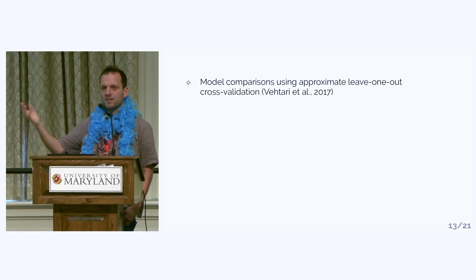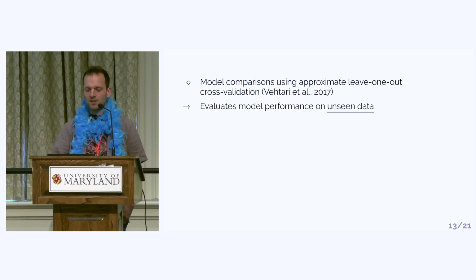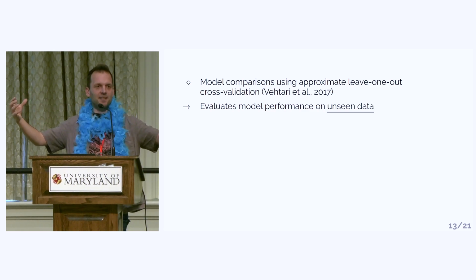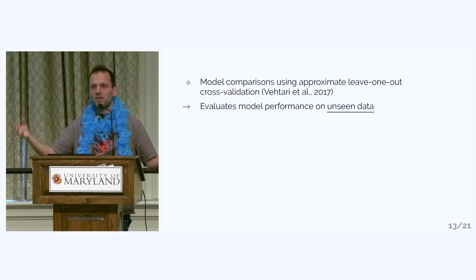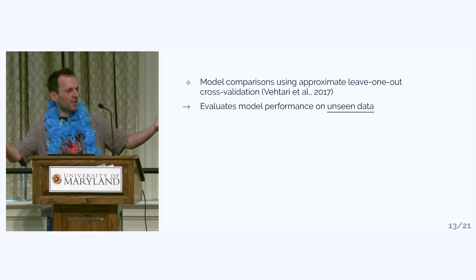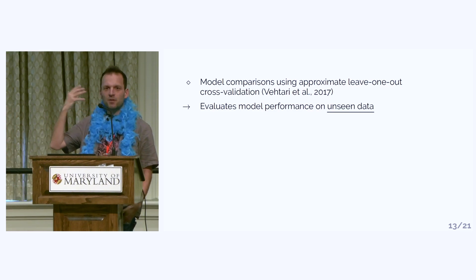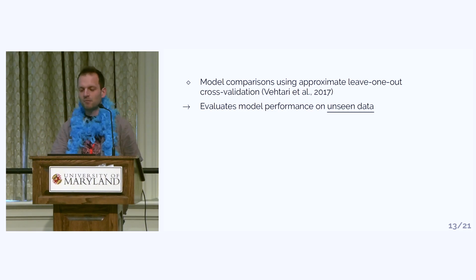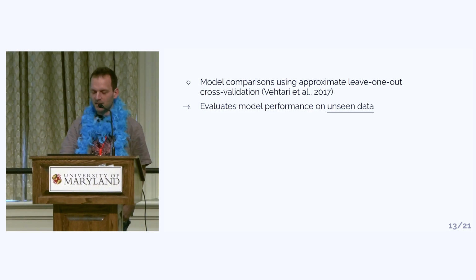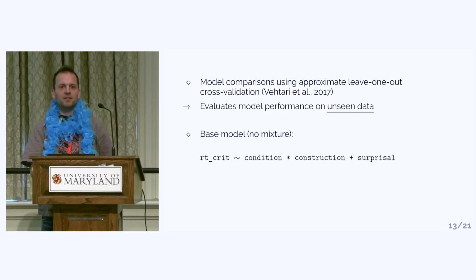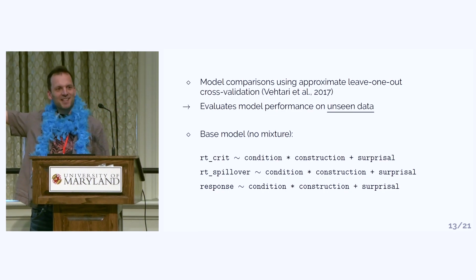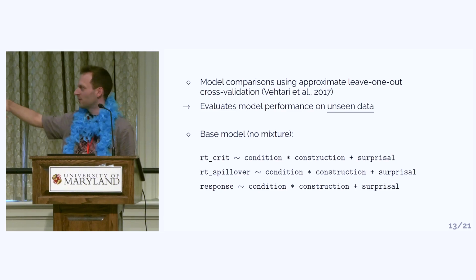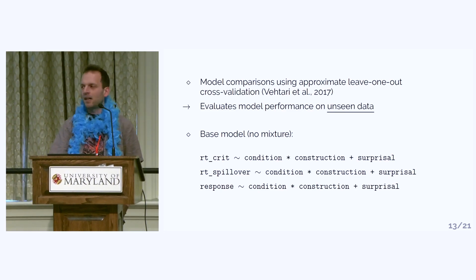Okay, and we do model comparisons using approximate leave-one-out cross-validation, which evaluates model performance on unseen data. So we guard against overfitting in this way. Otherwise, you could say, wow, you're putting in all of these new parameters, so no wonder your model gives you a better fit. But the fact that we're doing cross-validation with unseen data weakens this concern a little bit. And we have a base model against which we're comparing our complicated MPT models, which is in lme4 syntax, so what a normal person would probably fit. So you have your predictors and you have your surprisal, and we fit this to all of the dependent variables at the same time.